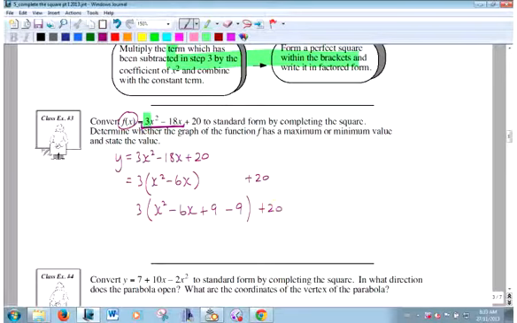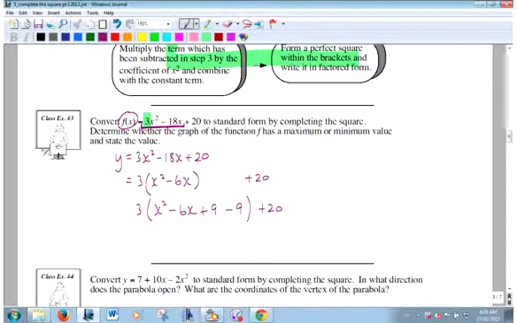It's a good idea, just like factoring, check it. Make sure you didn't change this quadratic. You can't change it. It'll make a different shape, right? It's got to be the same thing. Is this the same as this? 3x squared, check. 3 times minus 6x is minus 18x, check. Plus 20, yes it is. Is this the same as this?